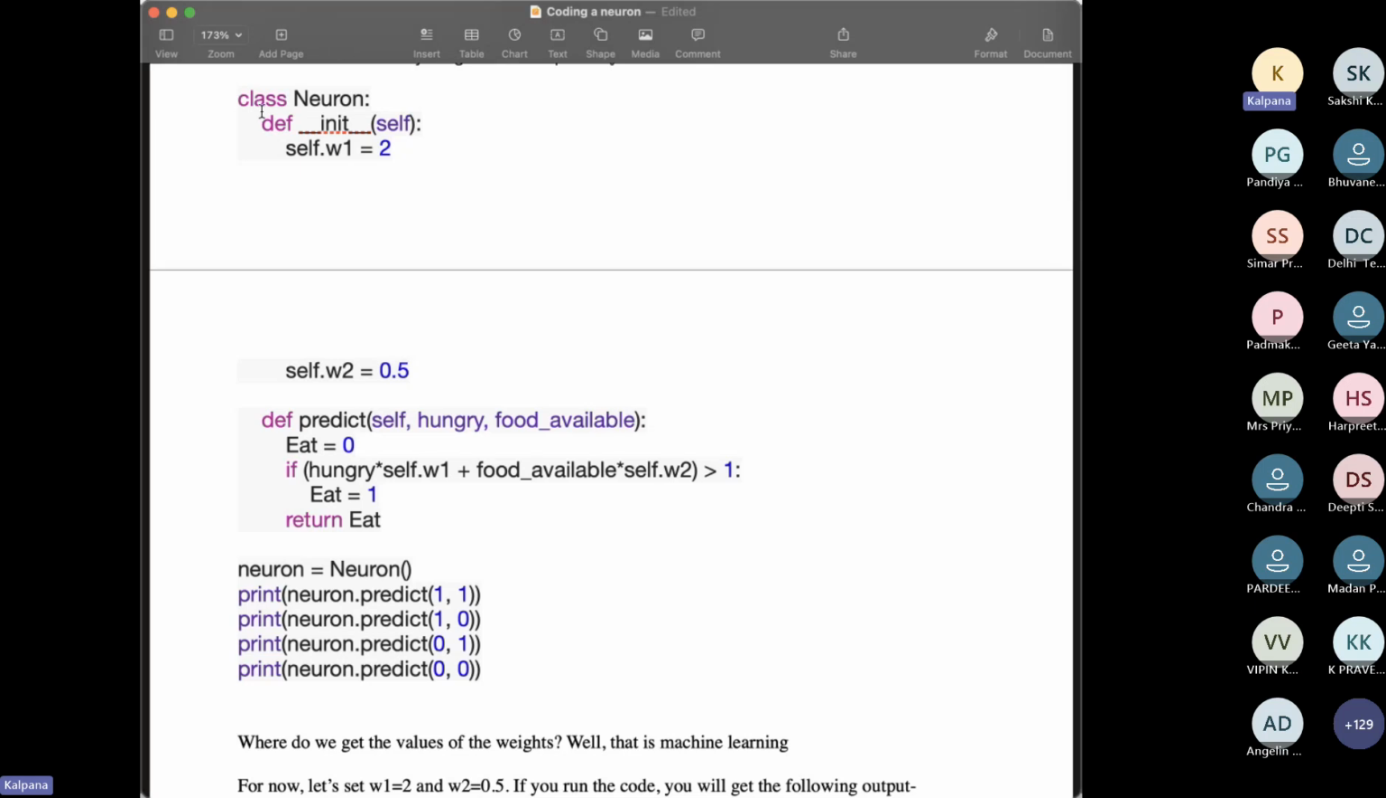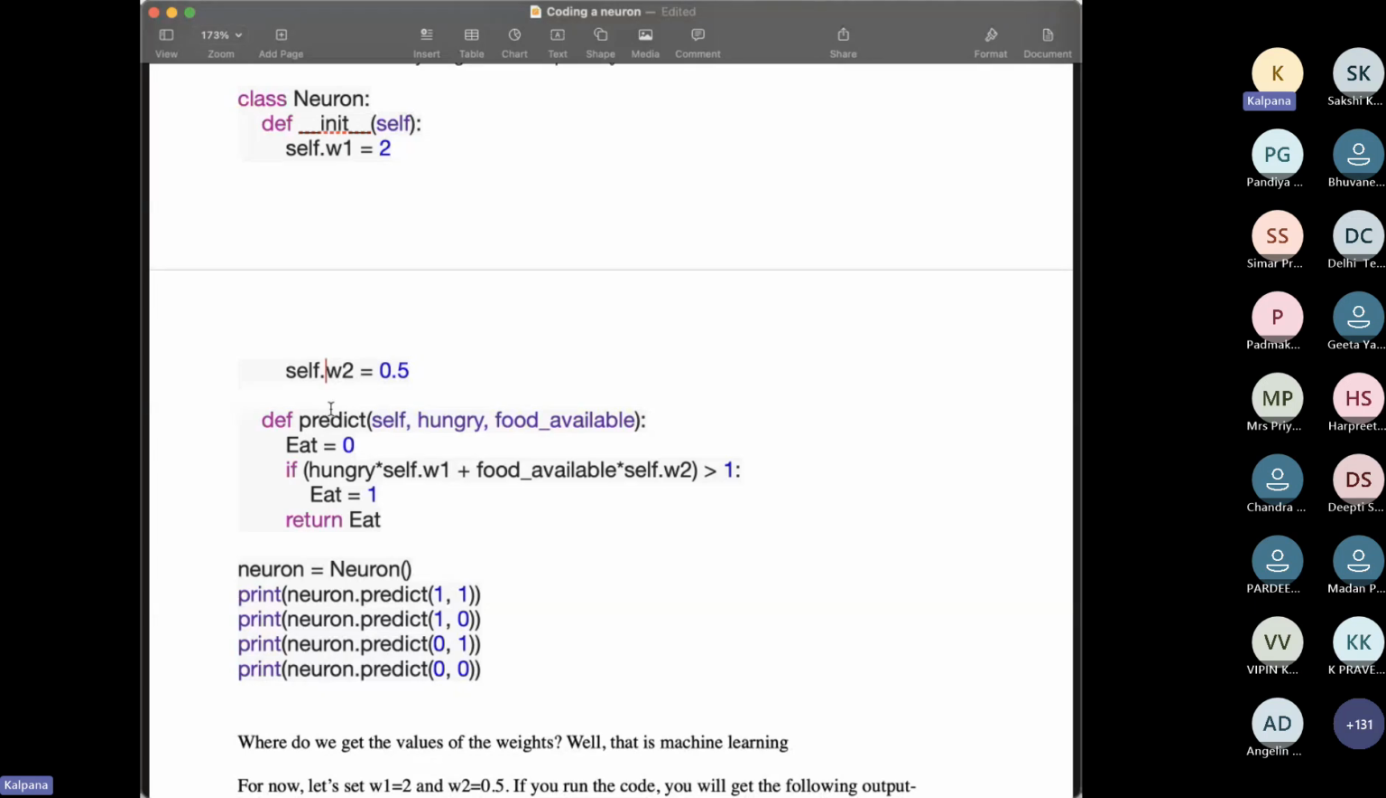Def, this is actually the constructor in Python. Def __init__, and self is like a self pointer, like the this pointer in C++. So self.w1 equals 2 and self.w2 is 0.5. These are like object variables, right? For every neuron there will be instance variables. So W1 is 2 and W2 is 0.5.